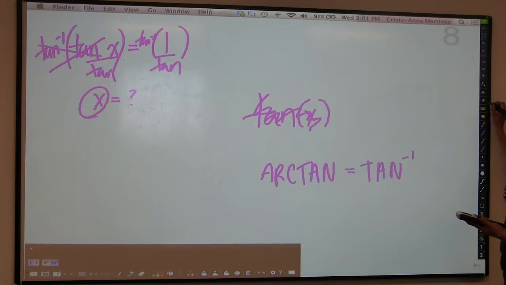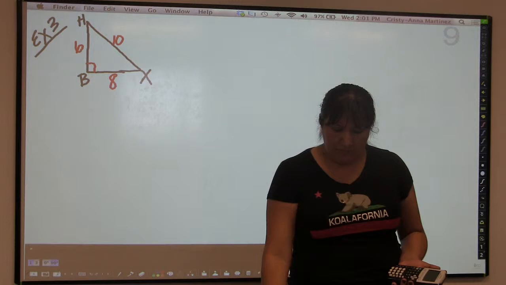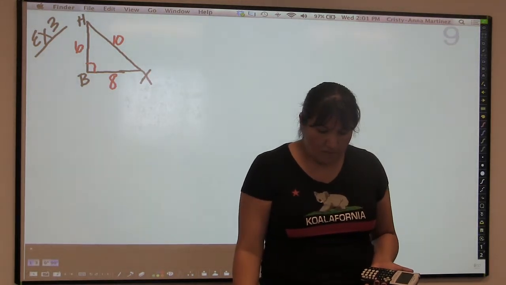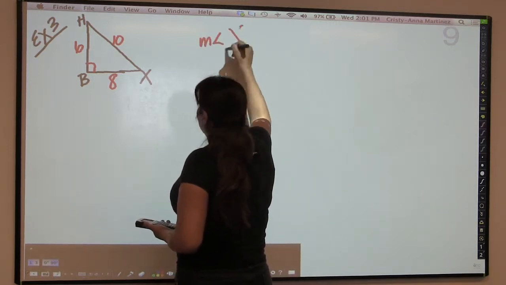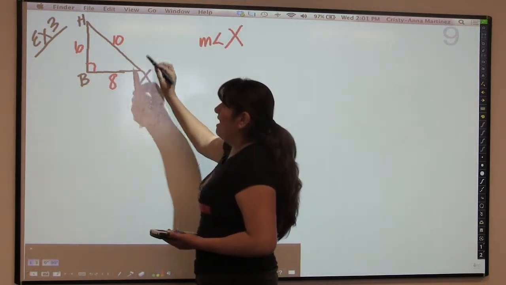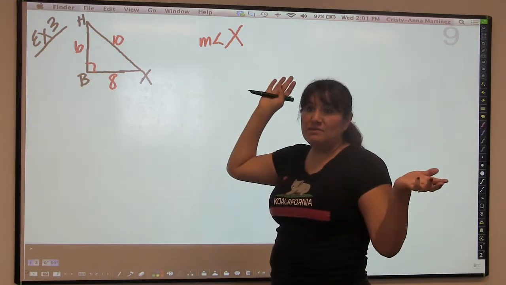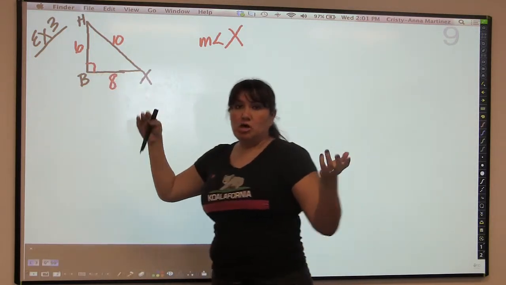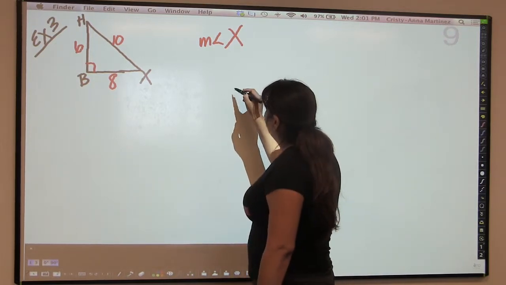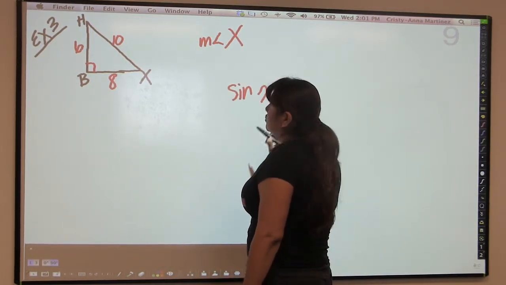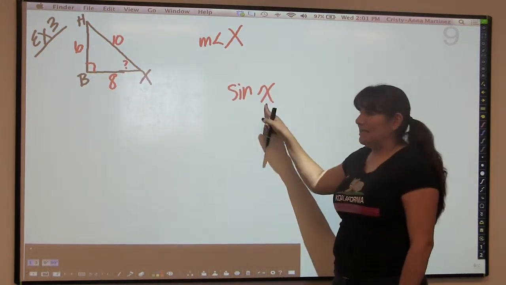So, are we good? So here's an example. I'm going to show you how this works. In this example, they're asking me to find the measurement of angle x. Okay, I want the measurement of angle x. This is my focus. I have all three sides, so it doesn't matter which function I use. I could use tangent, sine, or cosine because I have all the sides. So, what do you want to use? Sine. Okay? So if I use sine of x, I'm looking for the angle measure. That angle is called x, so I'm going to call it sine x right now.